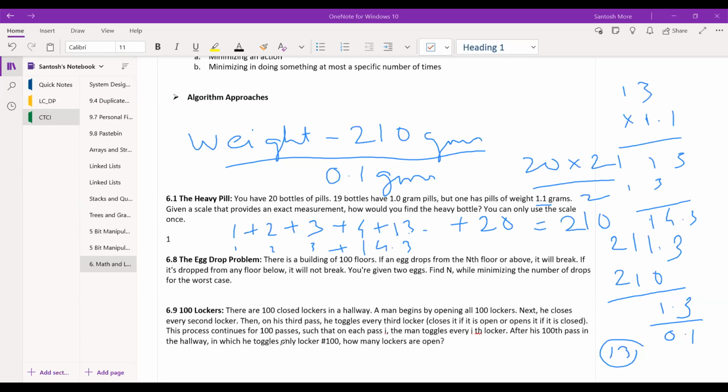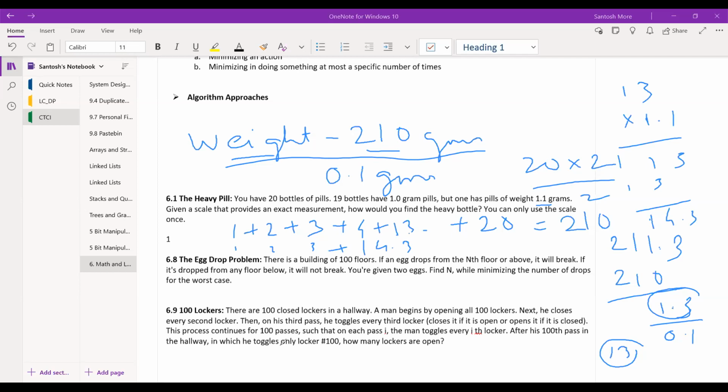So this 1.3 is what we will get if we subtract the weights minus the total weight we were supposed to get if they were all of 1 gram. Then you divide by the weight for each pill, because you got an extra of 1.3. If you divide that by 0.1, you're going to get the bottle number.